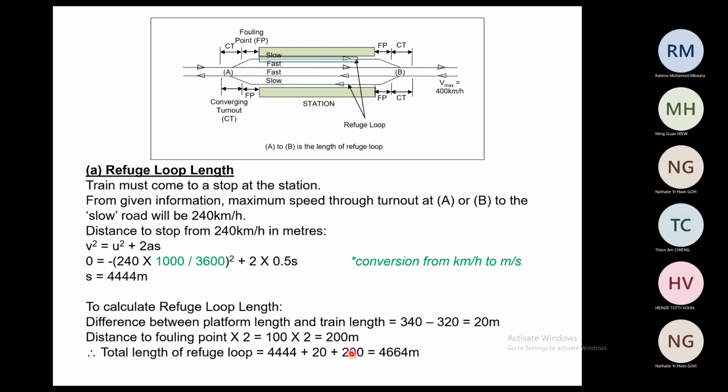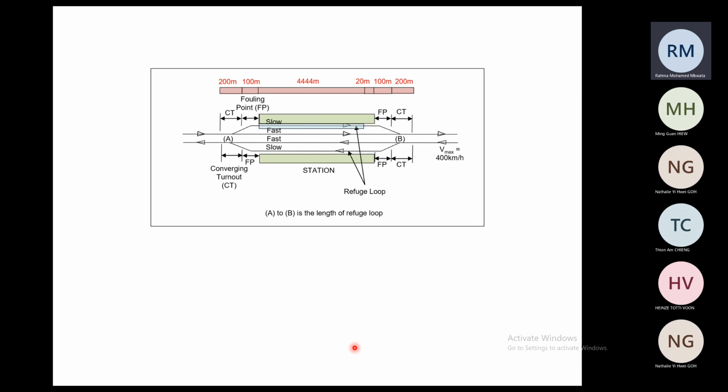Okay, so if you put it into a drawing or better diagram, this is how it will look. When you turn in the diverging entry turnout, the length of the turnout itself is 200 meters. Then we know the fouling point distance is 100 meters. Then you'll slow down and come to a stop, a further distance of 4,444 meters.